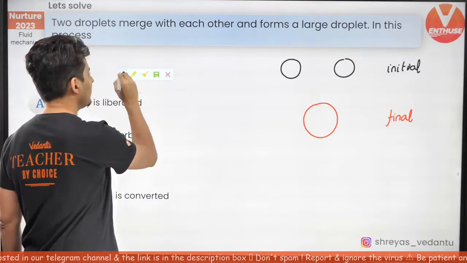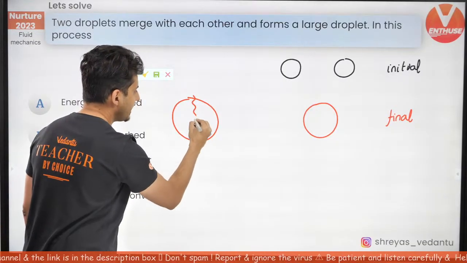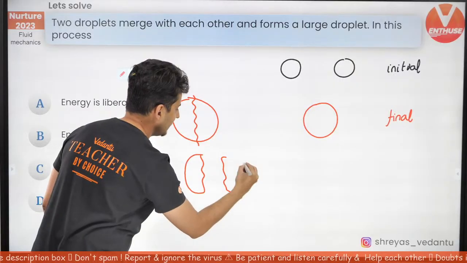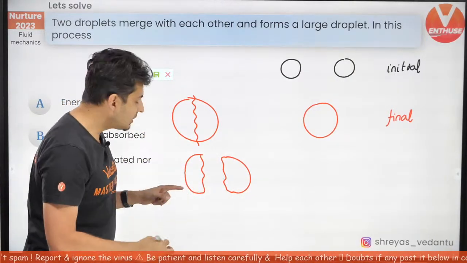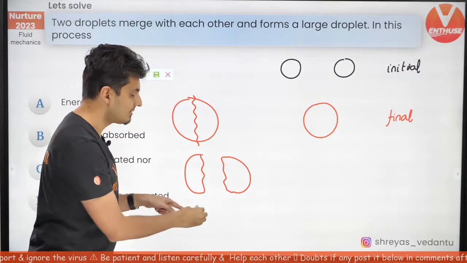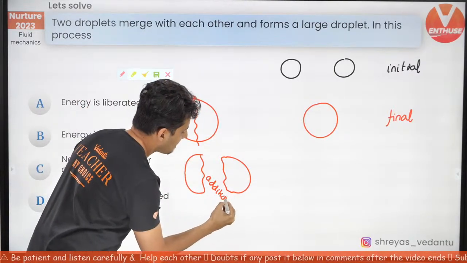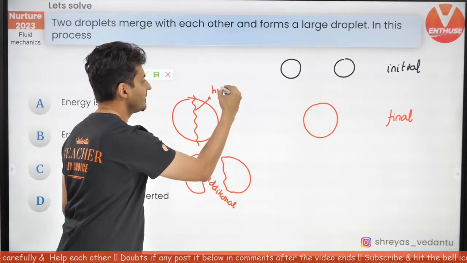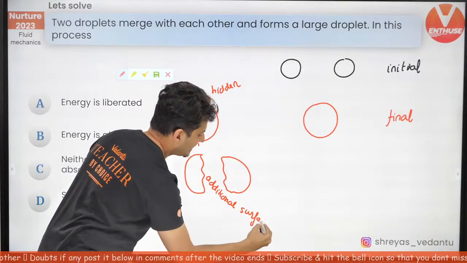Well, here is the logic. When you have a drop and you break it, so let's say this is one part, this is another part, correct? When you break it, don't you see you get additional surfaces? New surface which was already hidden. This was actually hidden surface. Now you got additional surfaces.